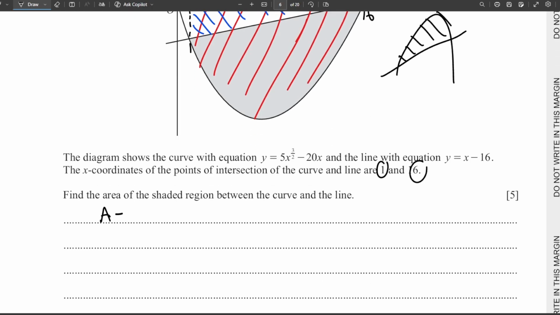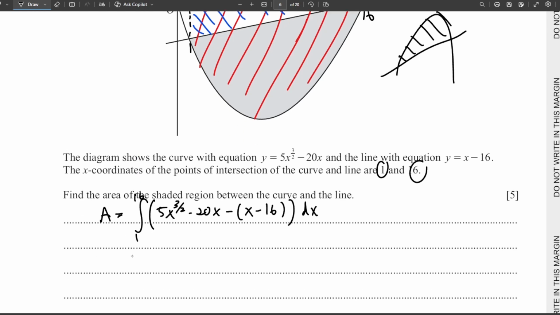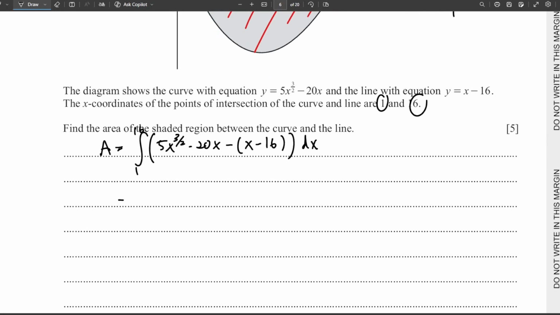So the area, we can do it by integrating from 1 to 16 of, I will take the parabolic curve, so 5x power 1.5 minus 20x, and we will take away this x minus 16, the linear curve. So we will try to integrate this. Let's simplify here first. For the simplification, please don't make a careless mistake. So negative times negative is positive, right?